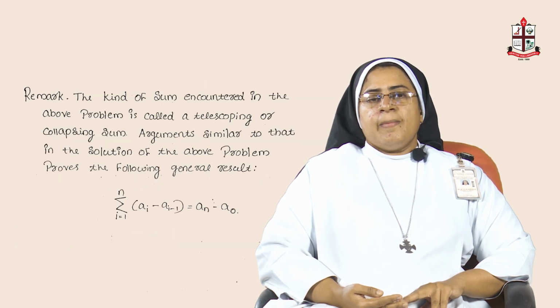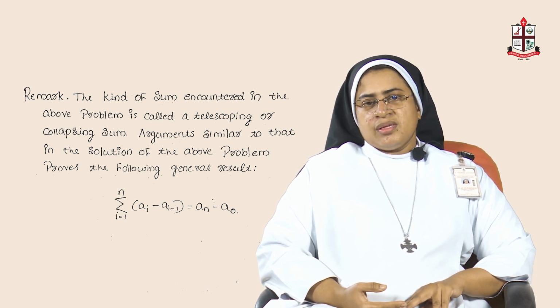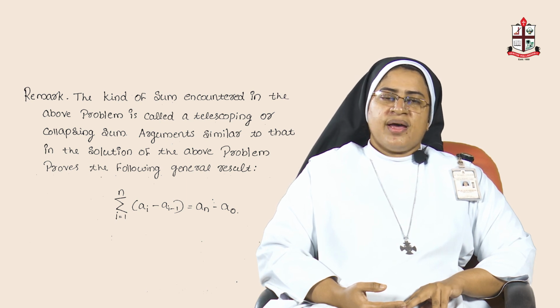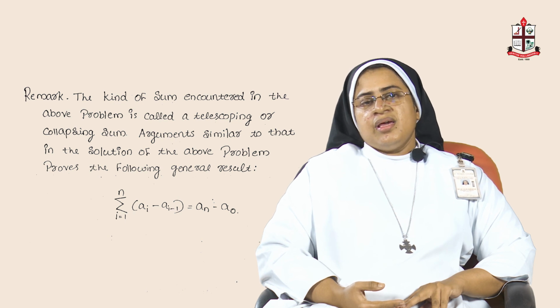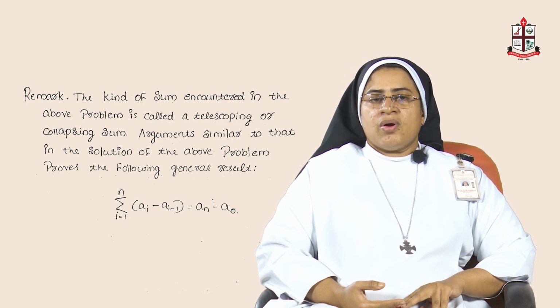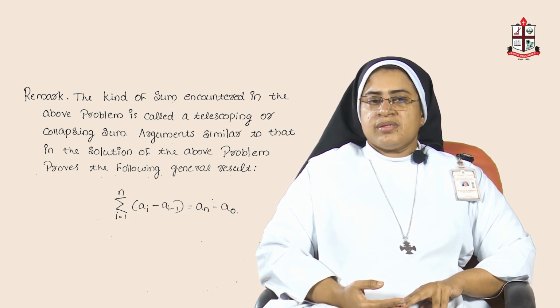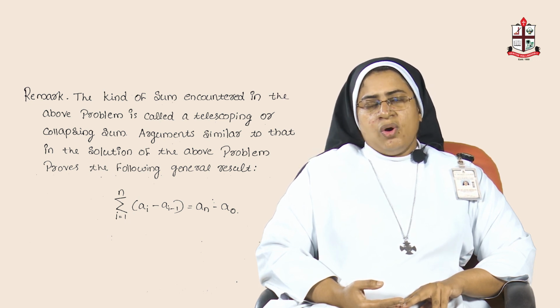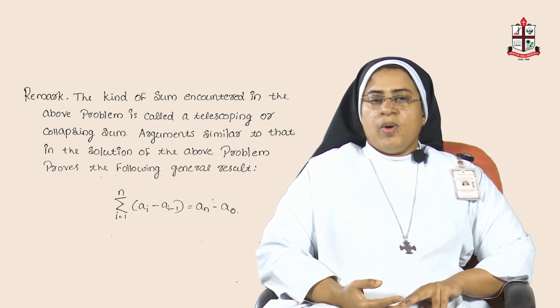Now, by a remark, the kind of sum encountered in the above problem is called a telescoping or collapsing sum. What do you mean by a telescope? A telescope is something which is used to view distant objects. Similarly here, if you are given a sum like this, you call it a telescoping sum or a collapsing sum, meaning all the other terms collapse and it becomes small.